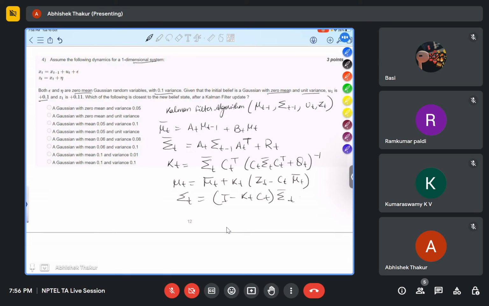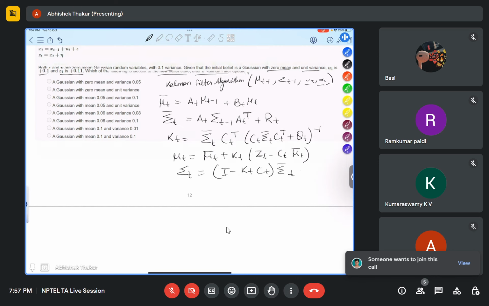So in this question, it is given both eta and epsilon are zero mean Gaussian random variables with 0.1 variance. The initial belief is Gaussian with zero mean. So this mu t minus 1 is 0 and unit variance, so sigma t minus 1 will be 1. Okay. u_t is given as 0.1 and z1 is given as 0.11.